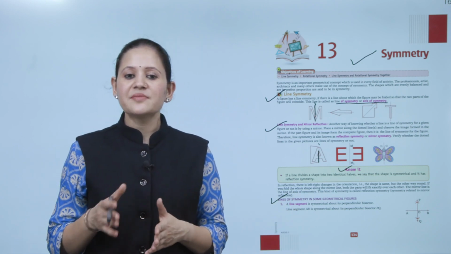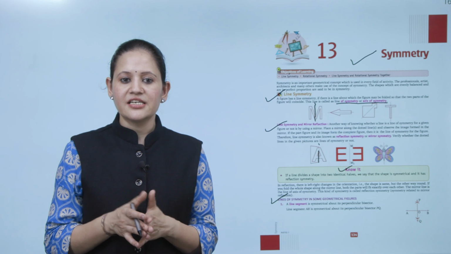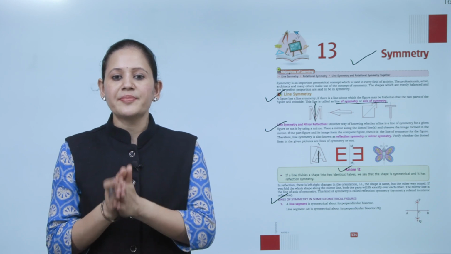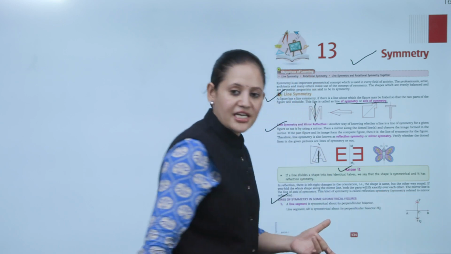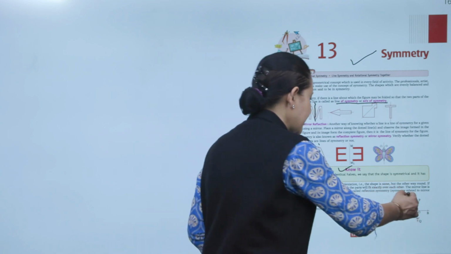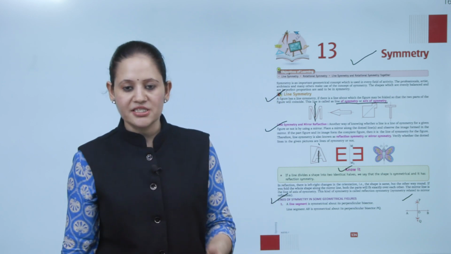A line segment is symmetrical about its perpendicular bisector. Line segment AB is symmetrical about the perpendicular bisector PQ. So this is the line of symmetry for this given line segment. The perpendicular bisector of the given line is the line of symmetry.